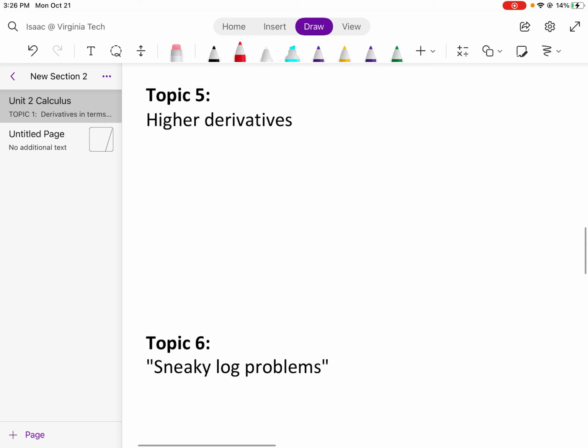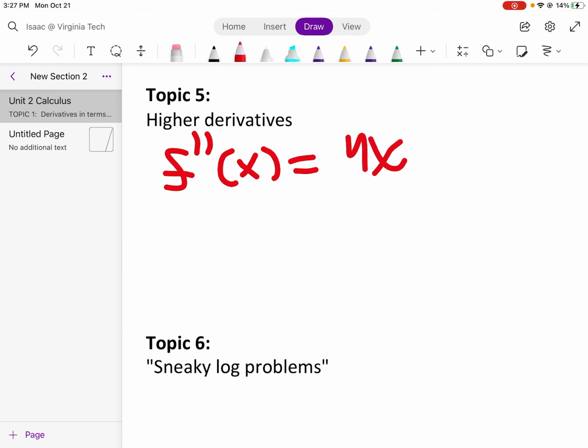Higher derivatives. What I mean by this is sometimes, you might be asked to find, instead of just f prime, f double prime, f triple prime, or even something stupid like f 968. Now, how the heck would you do this? Well, sometimes it's easier than others, but it just means you do the derivative again. So if we had f double prime of x where it equals this, well, the first derivative is going to be 12x squared, right? Then you do it again, 24x. That's just what it means.